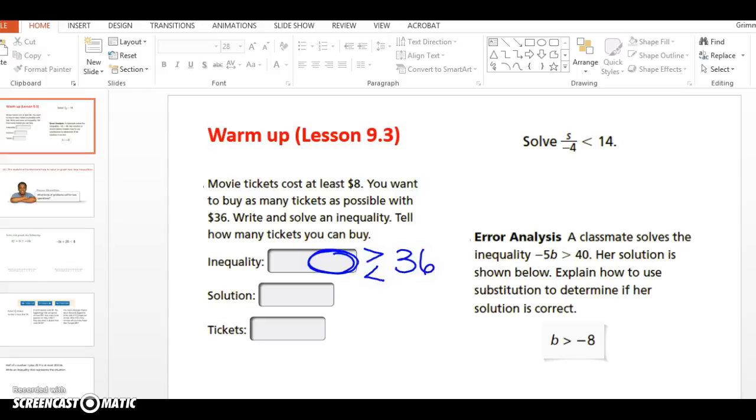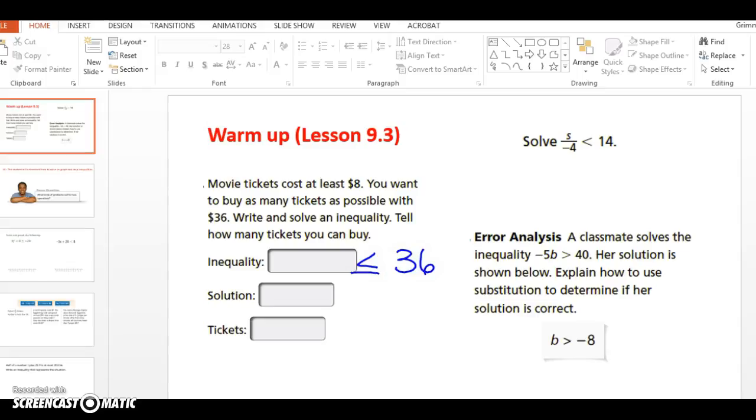Less than, because that's the most that you have, which means that if that is the most you can have, it has to be this symbol because all of this has to be tinier than that, okay? So I start there. Then I decide if it can equal that. Can you spend exactly $36? This question says you want to buy as many tickets as possible with 36, so if you could possibly spend exactly 36, that would be okay.